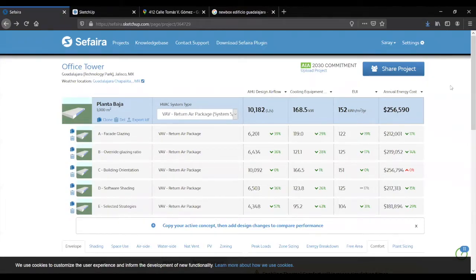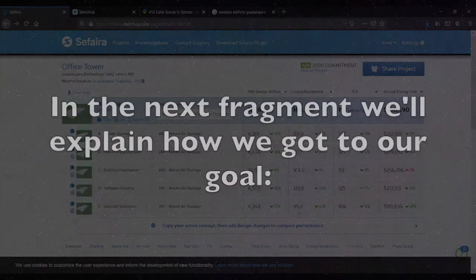The first model is without any strategies, and here we can see its consumption. But then we make models with different strategies individually to see how they improve the building, and at the end we combine them to make our building 30% more efficient. But how did we achieve that?